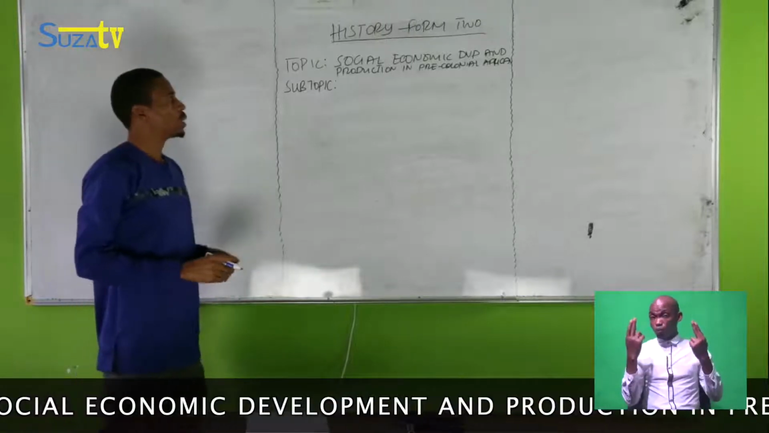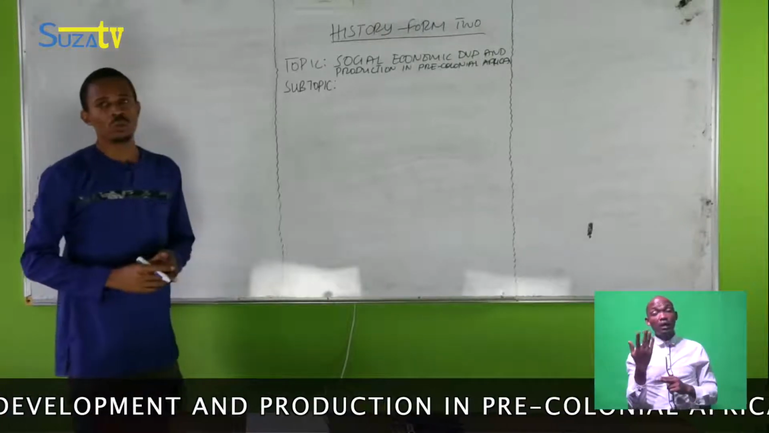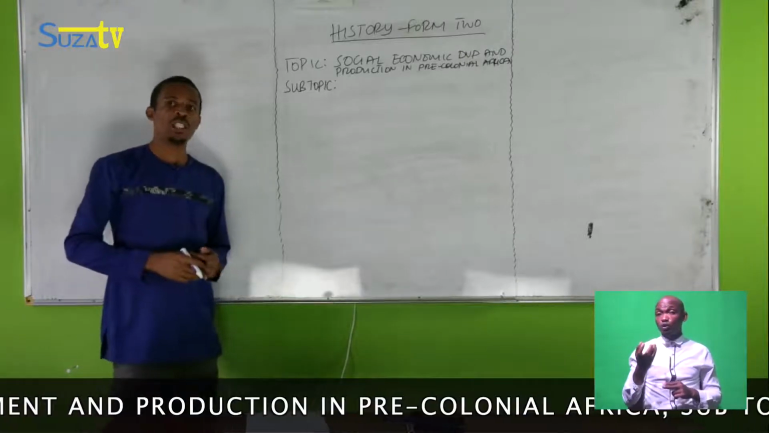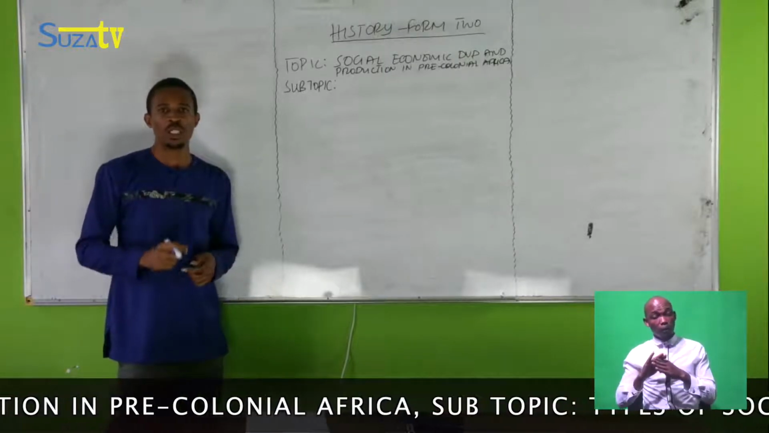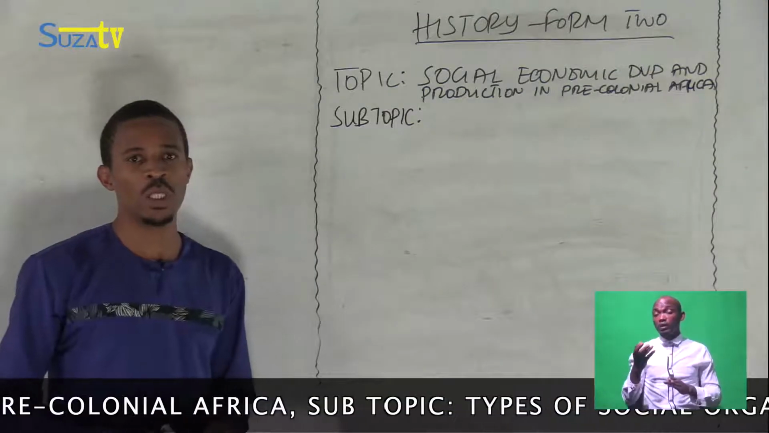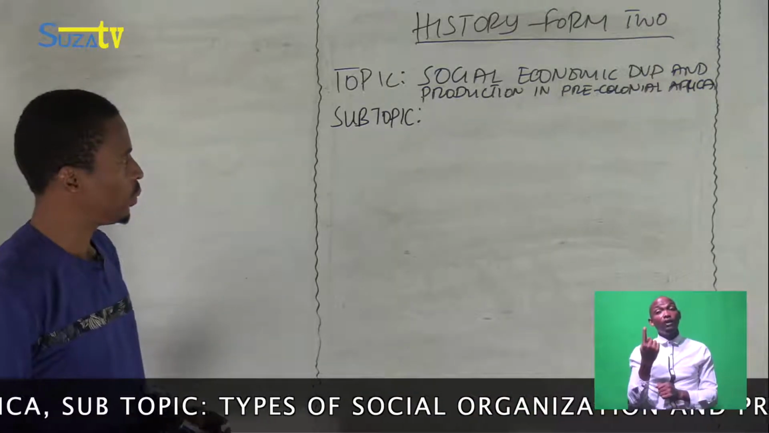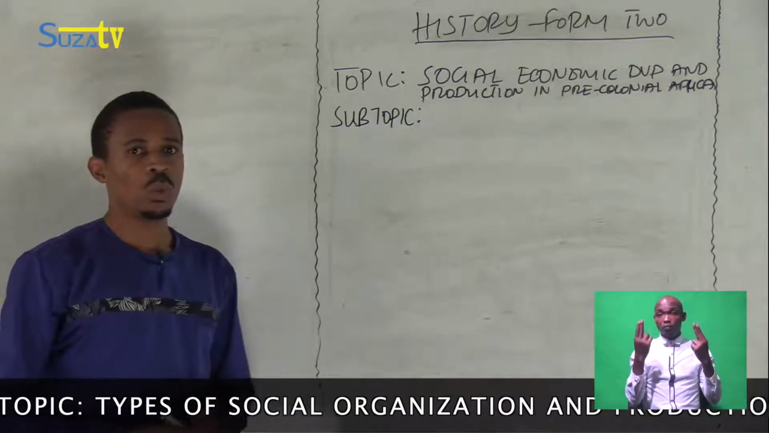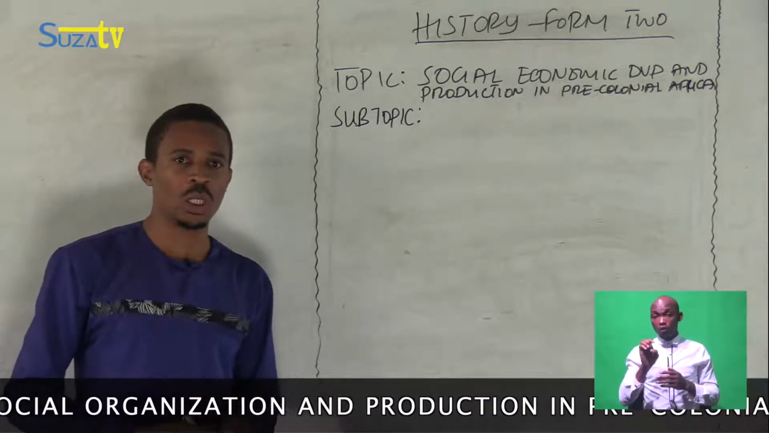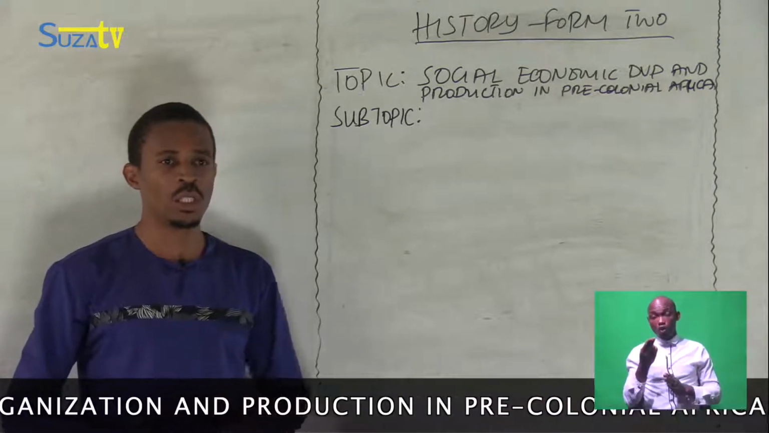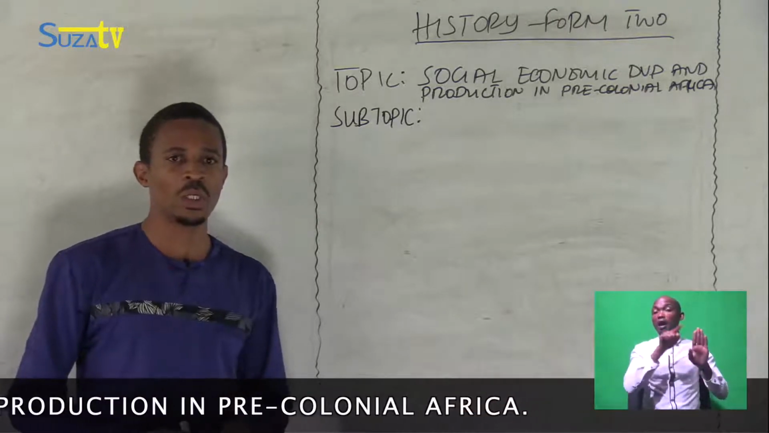In this topic, we are going to discuss the types of social organizations and the production practiced or used by the African societies before the coming of colonialism. This is the first lesson, and in the first lesson we are going to discuss the first mode of production or the first social organization practiced by the Africans before the coming of colonialism.